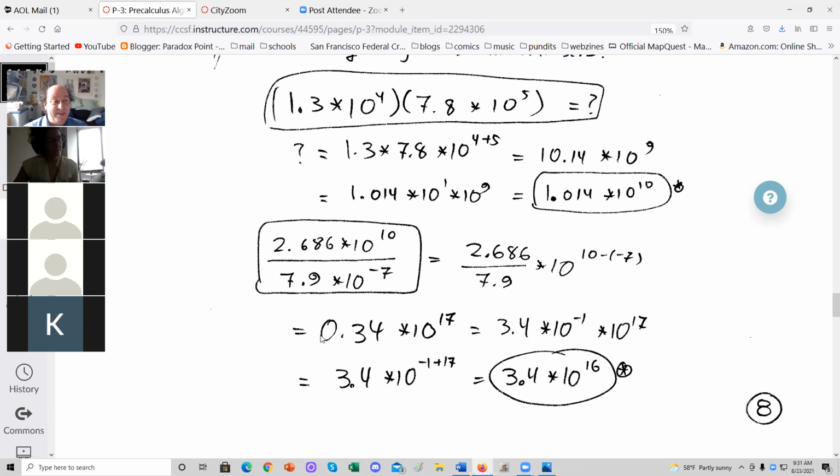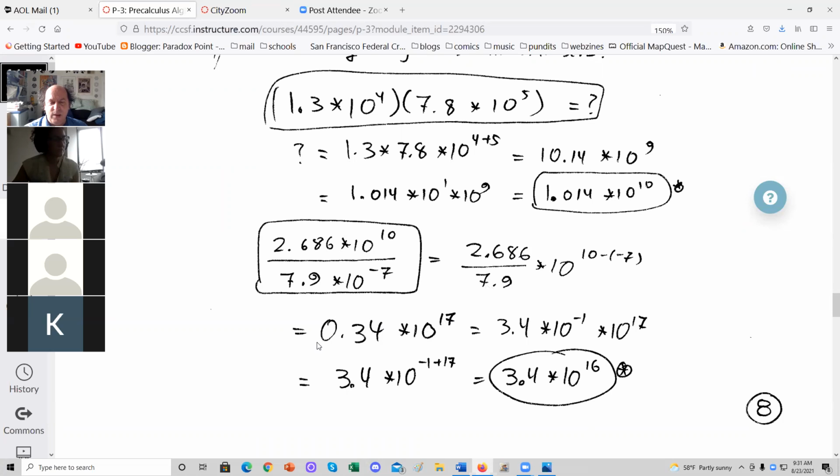Ah yes, significant figures. These had 4 significant figures, this had 2. It's generally good form to use the lowest number of significant figures, because that's really all the accuracy you really have. So this comes out from the calculator as 0.34, and that times 10 to the 17th.